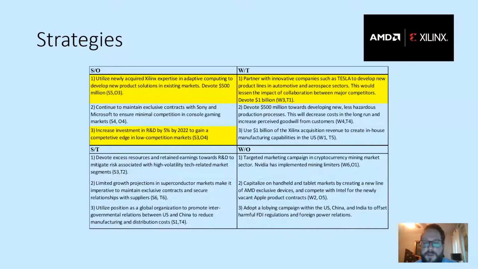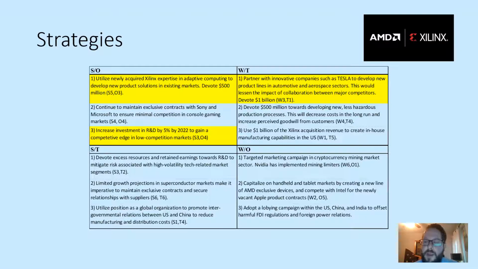Continuing on with the strength and opportunity strategies, number 3, as you can see highlighted, I recommend an increase in R&D investment by about 5% going into 2022, which would send it from just under to just over $2 billion for the total R&D budget. And this could help give them a competitive edge in these, I call them low competition markets. And that's just in terms of the number of competitors, not necessarily in terms of the volatility of the market itself.